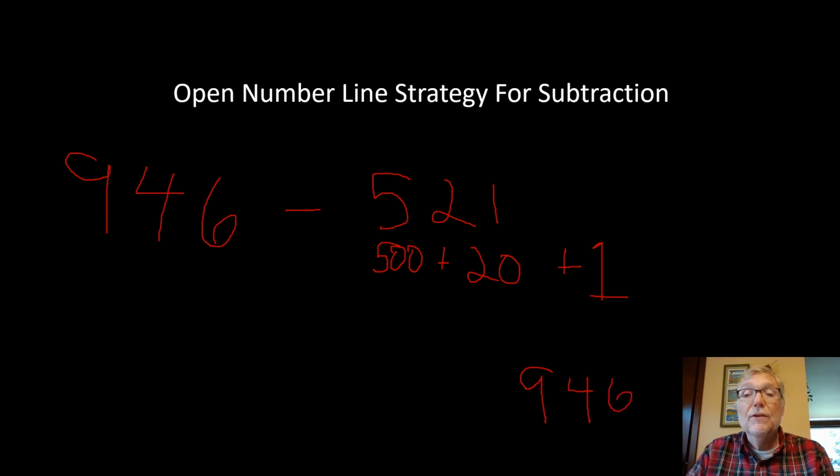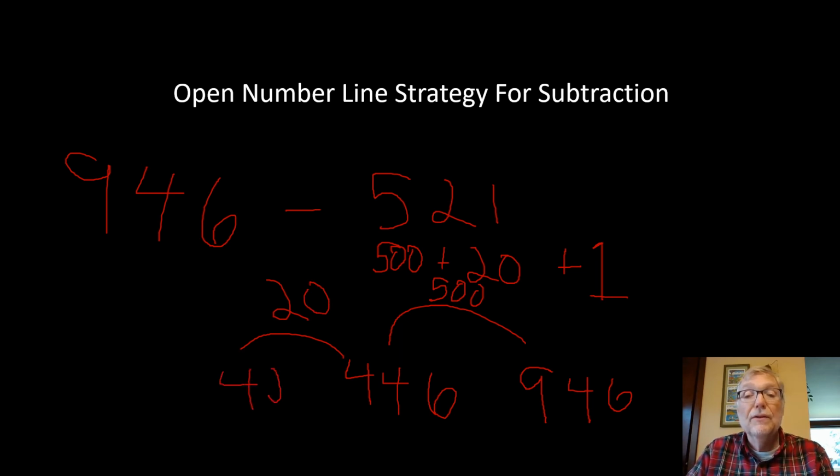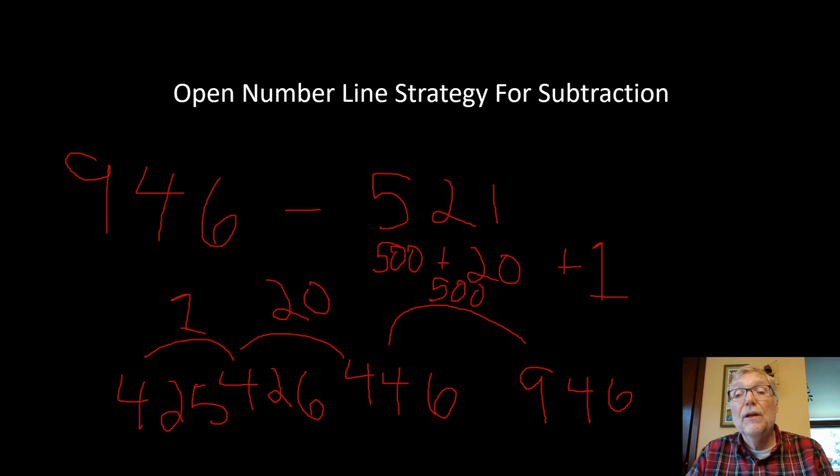946. So I'm going to start with the hundreds, and I'm going to subtract 500. So hopefully your student will be able to say it is 446. So we subtract 20. That should be 426. And then finally, we're going to take a hop back. We're going to subtract 1, and it becomes 425. Here we go. So that's the open number line strategy.